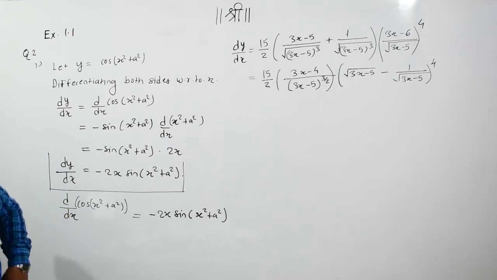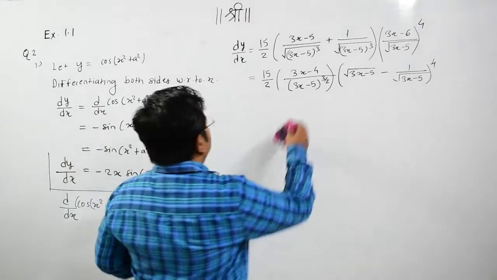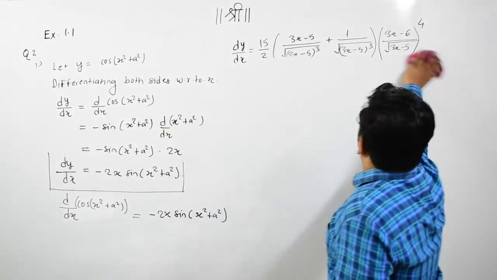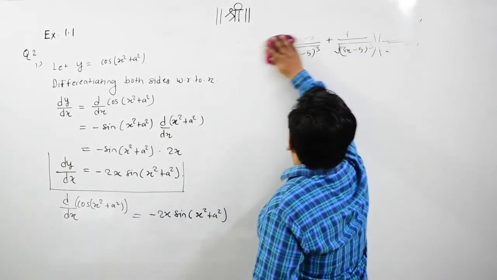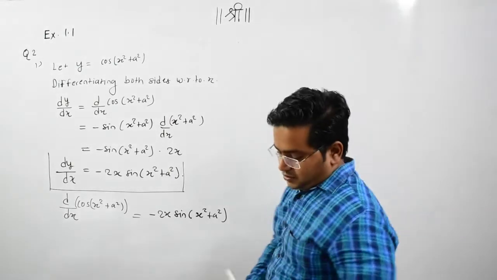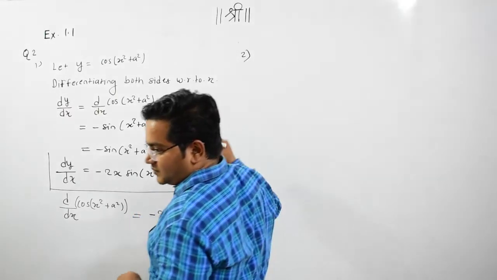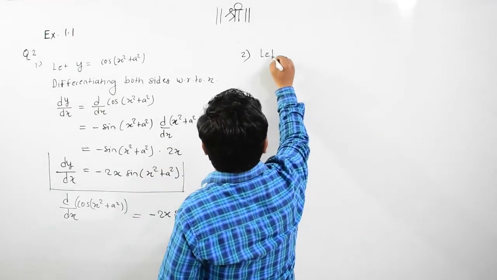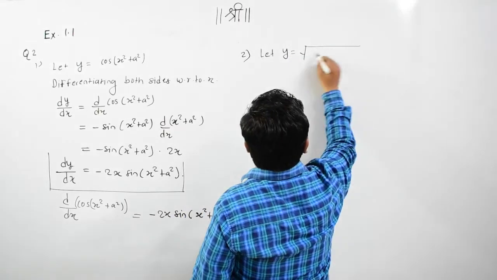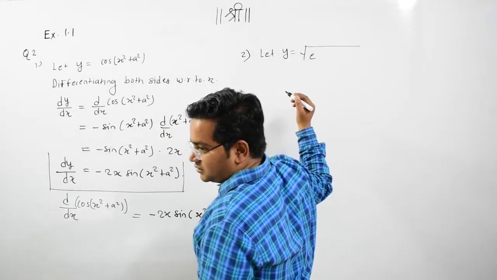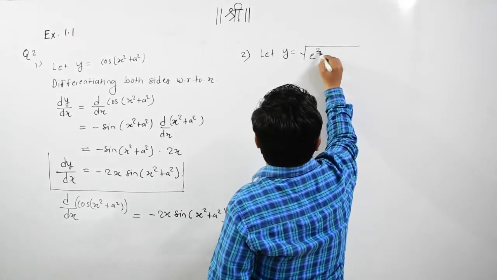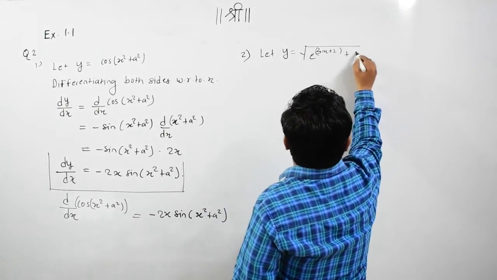Now next question. What is that? The next question says: under root of e raised to 3x plus 2, plus 5. So I will erase this side, so that will be in front of you. Question number 2 is, let y is equal to, most important part, let y is equal to under root of e raised to 3x plus 2, plus 5.